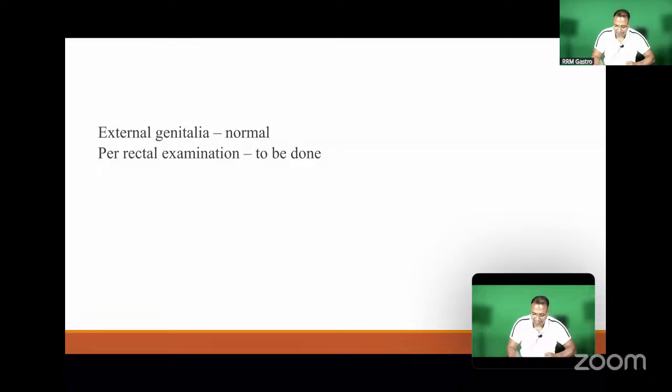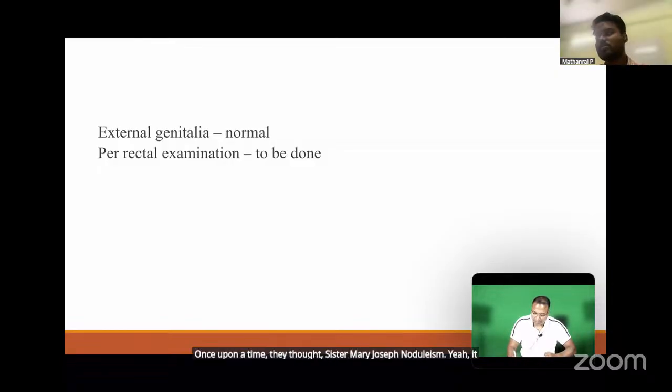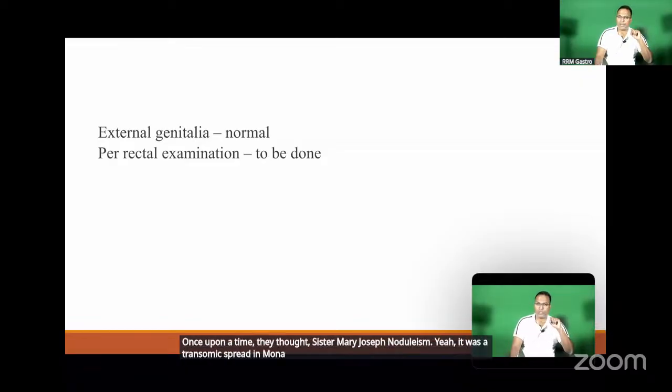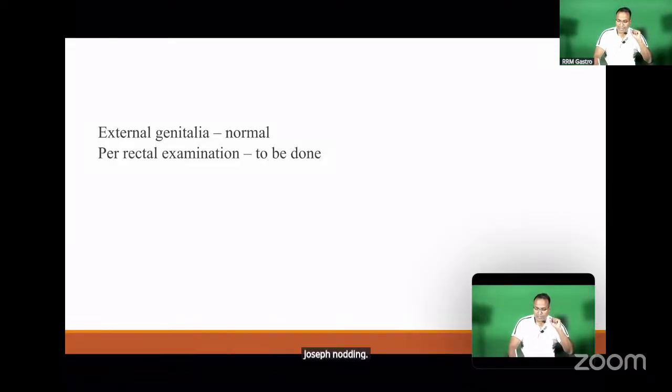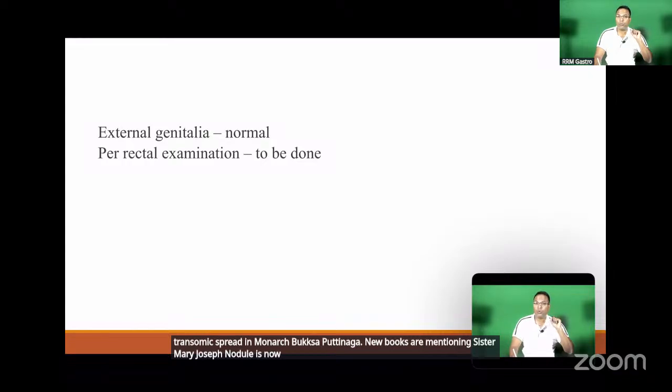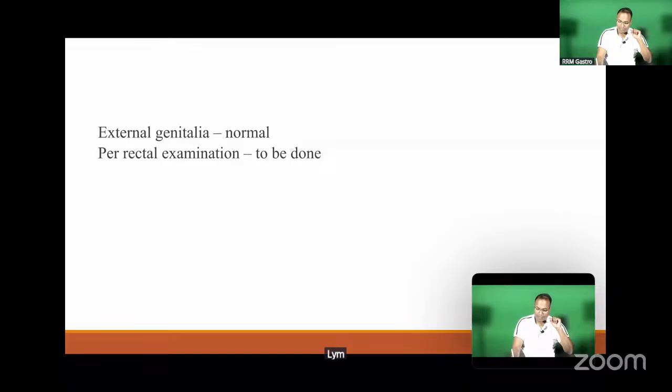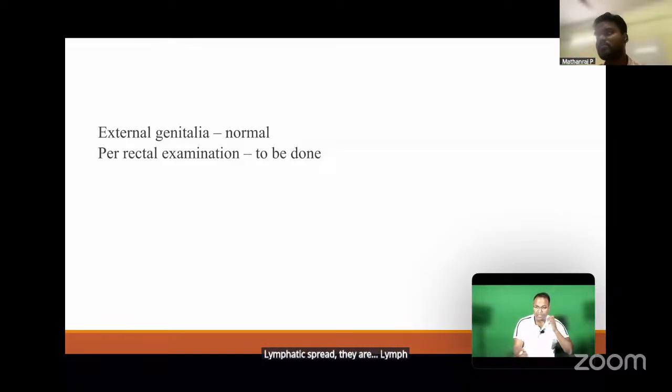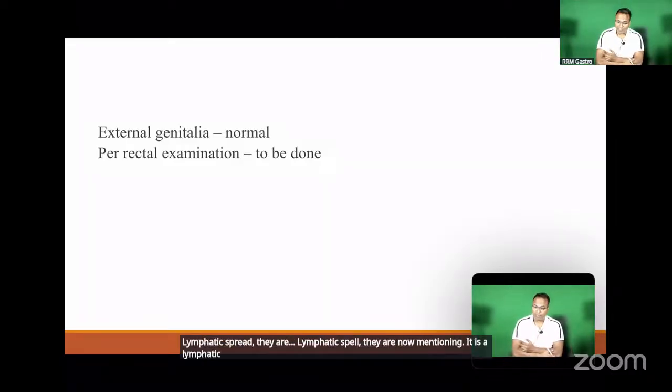once upon a time, they thought Sister Mary Joseph nodule was a transcoelomic spread in the old books. New books are mentioning Sister Mary Joseph nodule is now mostly due to what spread? Lymphatic spread. They are now mentioning it is a lymphatic spread. The present edition of Sabiston says it is due to lymphatic spread.